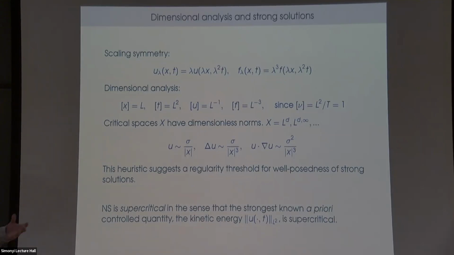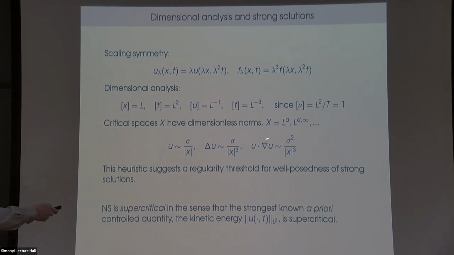It turns out that critical spaces X are the spaces whose norms are invariant under this rescaling procedure. You can also think of these norms as dimensionless quantities, or as having the same dimensions as nu. Examples of critical spaces are L^3 if we're in dimension 3, or weak L^3. In fact, the heuristic I want to present is even clearer in this weak L^3 space. This weak L^3 contains functions that are like 1 over x, or let's say like sigma over x. When you plug such functions into the equation, you have this Laplacian term, which behaves like sigma over x cubed.